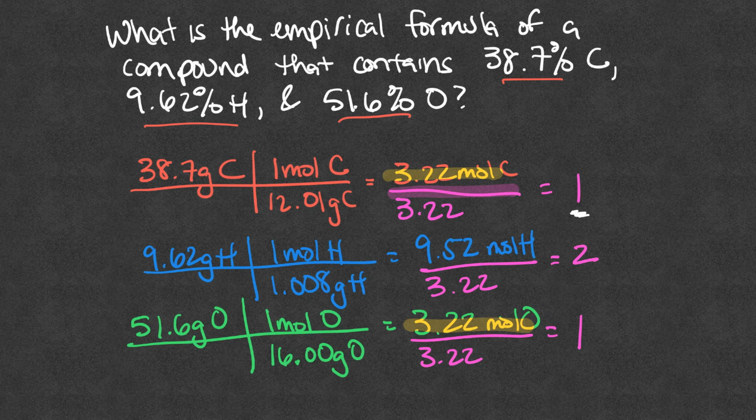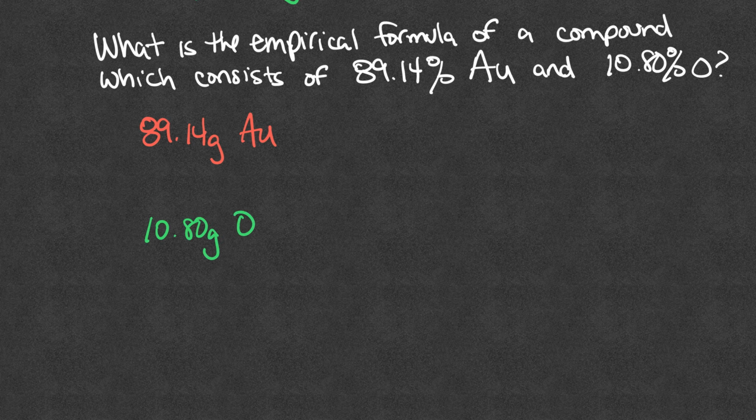So here's another example problem. This question states, what is the empirical formula of a compound which consists of 89.14% gold and 10.80% oxygen? So once again, just like the last problem, you can rightly assume that you have 100 grams because this equals out to 100%. It just makes this conversion kind of easy. So we have 89.14 grams of gold and 10.80 grams of oxygen.